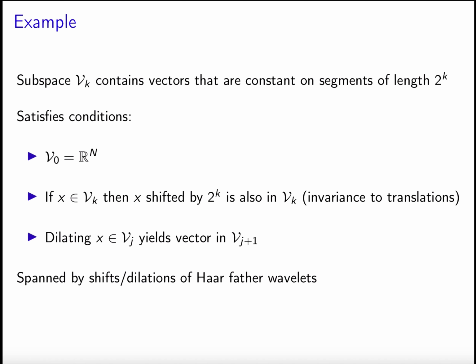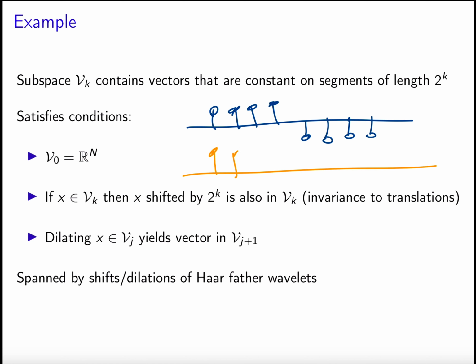Okay, so we can see that they are actually spanned by shifts and dilations of a Haar father wavelet, because if we have a signal that is constant, for example, in intervals of length 4, then we can just build it in terms of shifts of father wavelets of length 4, multiplied by different values. So obviously any piecewise constant function we can build using these father wavelets that are essentially just equal to 1 on a certain interval.